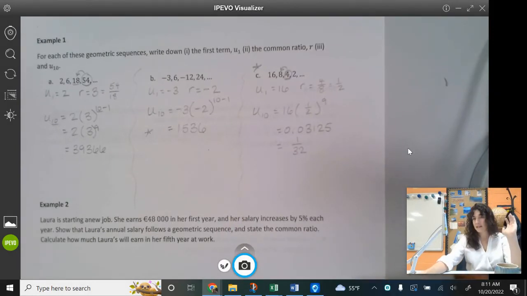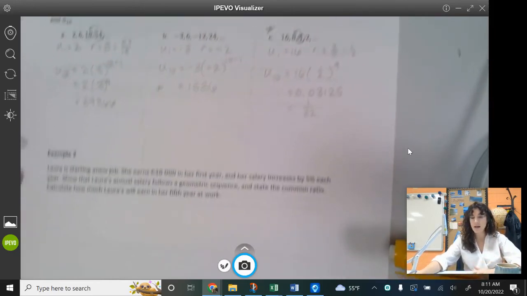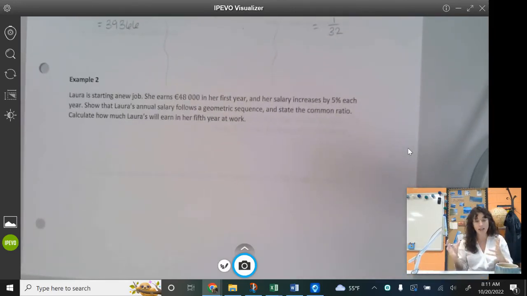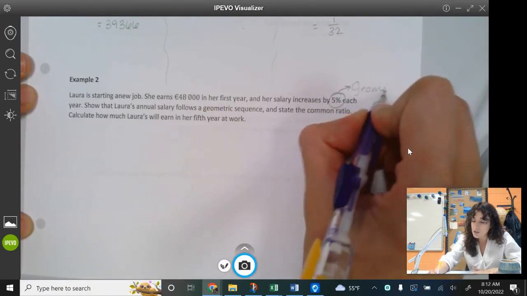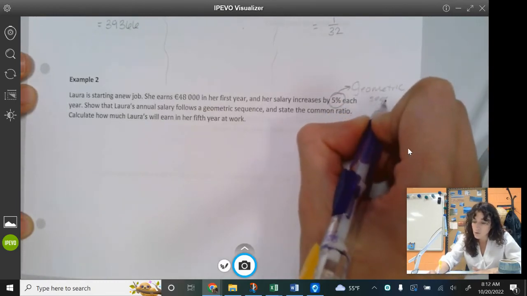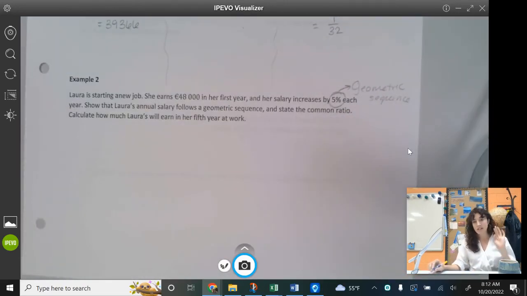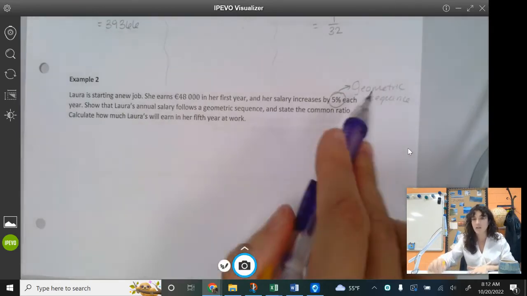All right, basic ideas of what's going on with geometric sequences. And let's now convert it into what our class talks about, which is the applied version of geometric sequences. So Laura is starting a new job. She earns 48,000 euro in her first year, and her salary increases by 5% each year. Whenever you see a percentage change, that means geometric sequence or series when we get there. So every time you see that there's a consistent change by a percentage, automatically alarm bells go off and you say, that's geometric. Cool. I'm going to highlight that. We're going to underline it, circle it, write geometric.